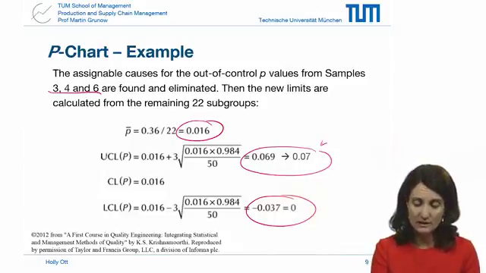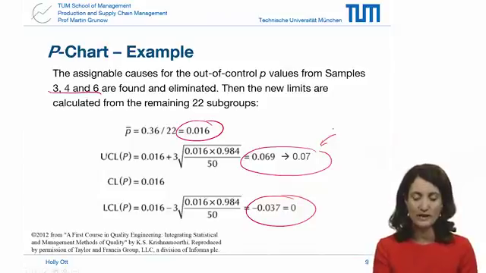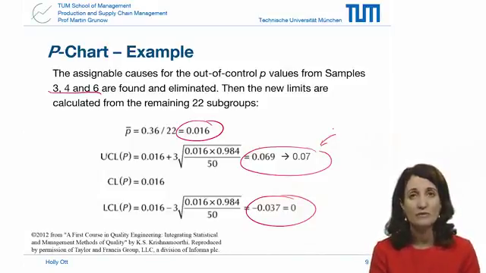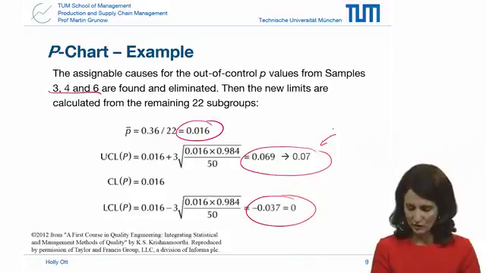Now this is lower than before. Before it was 0.096, but now we have removed those outliers, the out of control points.